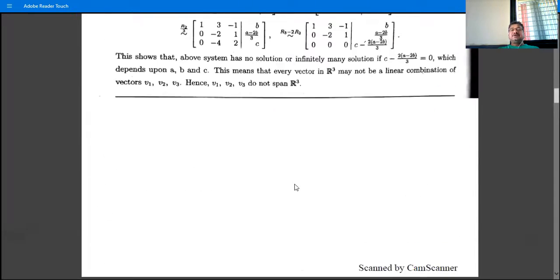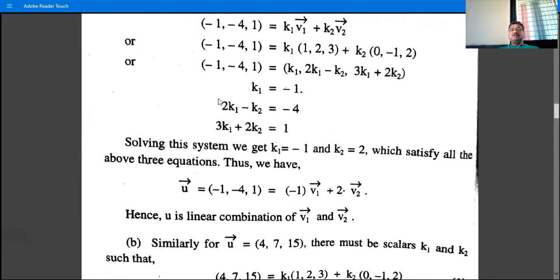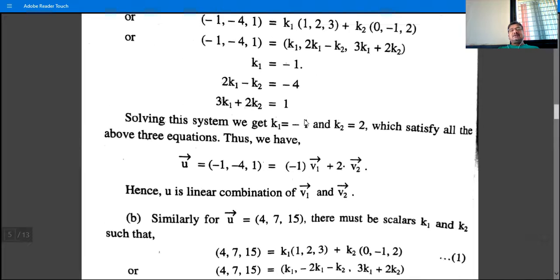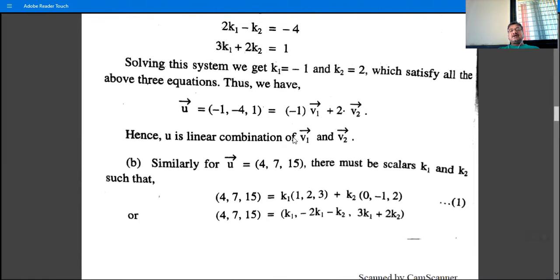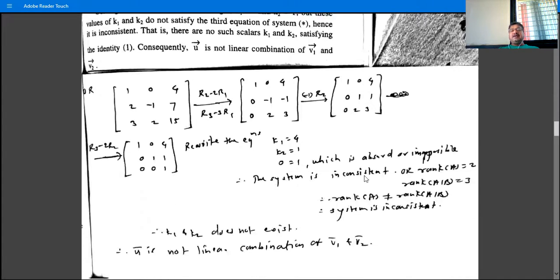Instead of this, in every problem, if you have to solve the system, then just use the Gauss elimination method. What is the Gauss elimination method? Form the augmented matrix and reduce the matrix to echelon form. Write the rank of A and the rank of AB.